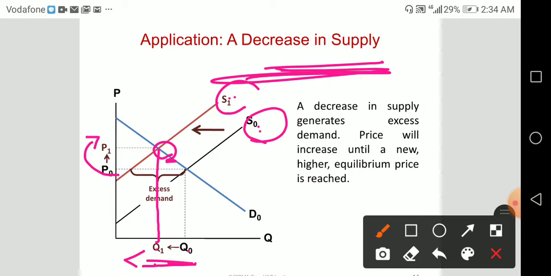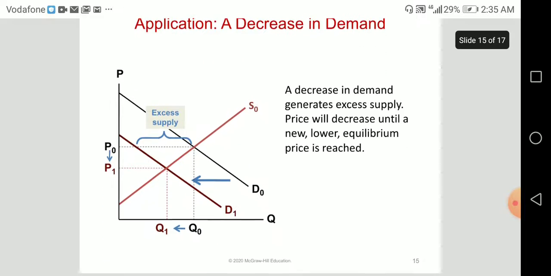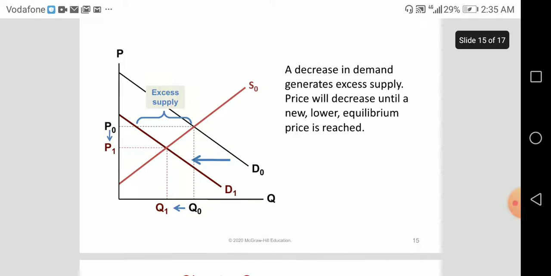Why? Because the quantity demanded will be more than the supplied. So when I'm having this problem, the price will increase. This will lead to an increase of the supply. Okay, guys, a decrease in the demand.